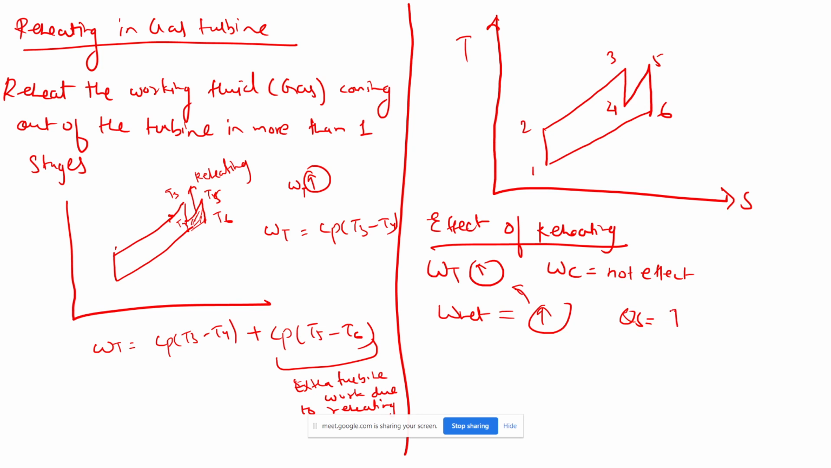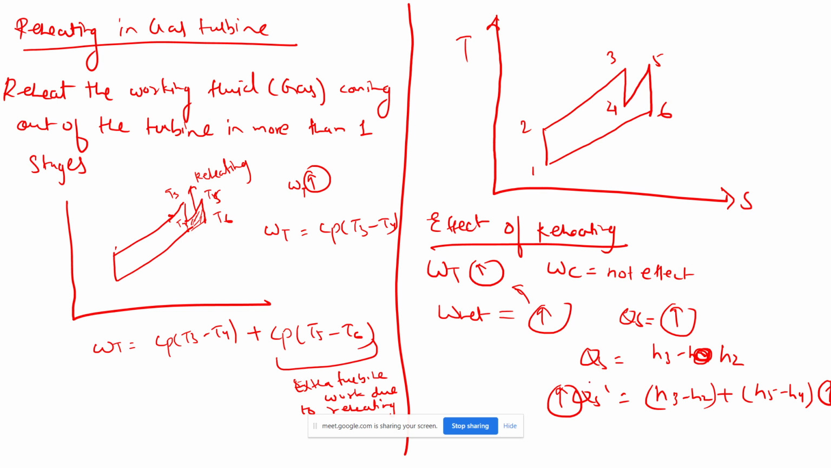It increases. Why is it increasing? Previously the heat we were supplying was H3 minus H2, and now, in addition to this, we are supplying H5 minus H4. Therefore, QS also increases.